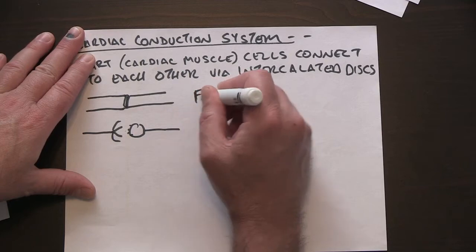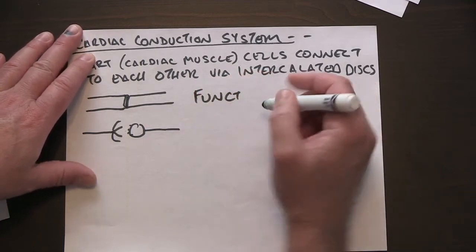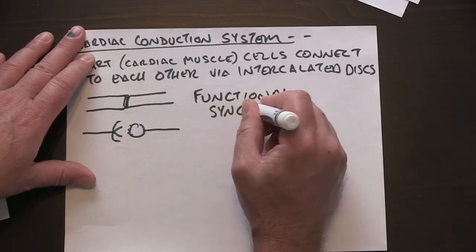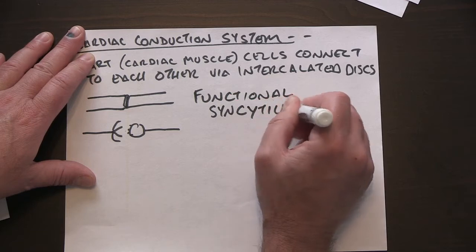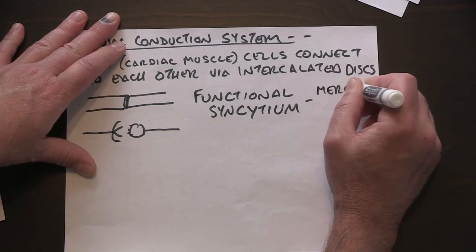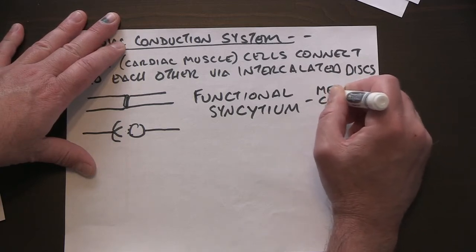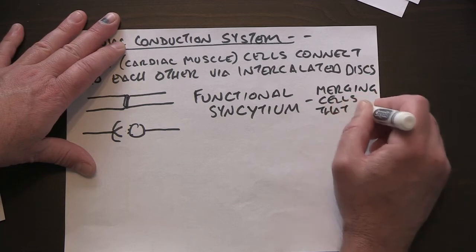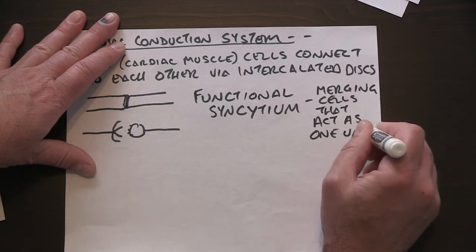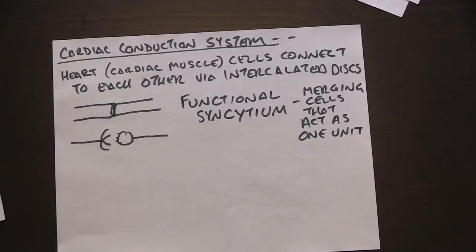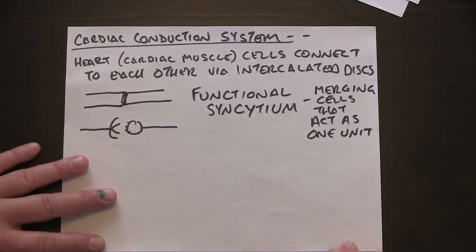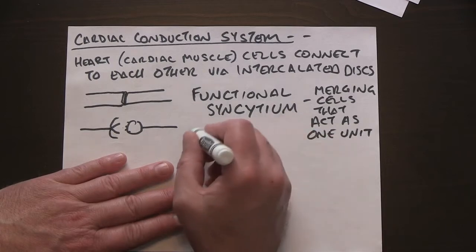So what this forms are regions called functional syncytium. They're masses of merging cells that act as one unit. There might be millions of cells, but they act as if they're basically one cell. And in the heart, there are two.